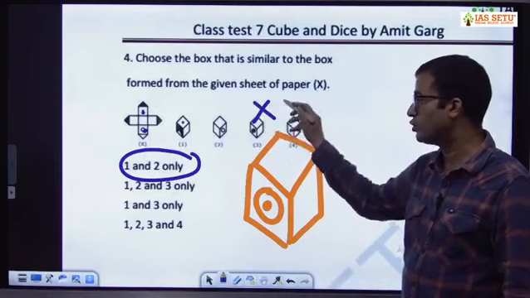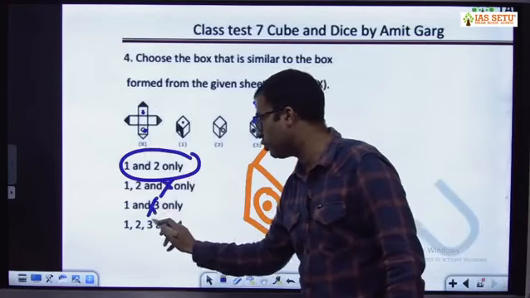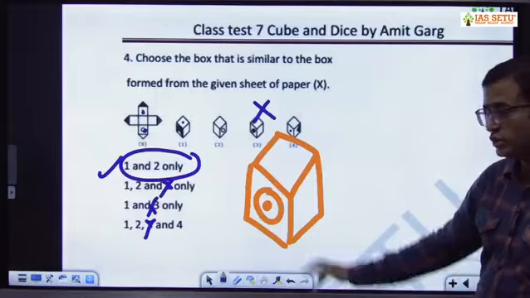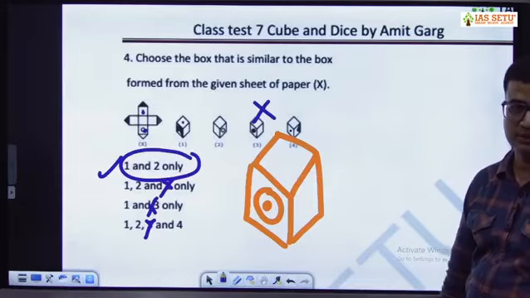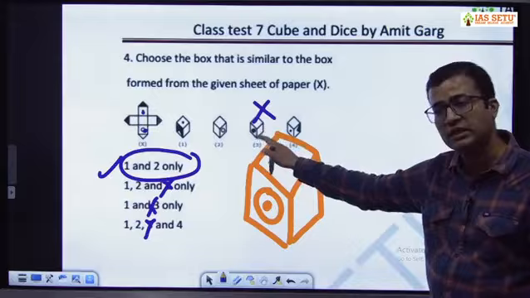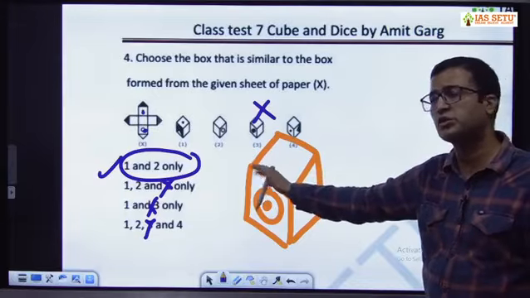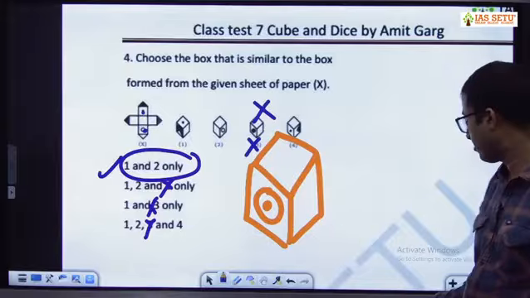So third is wrong. If 3 is wrong, A is correct. Eliminate the wrong answer. Question number 4 is easy if you eliminate the wrong answer. The third figure is a wrong figure. I don't know which one is correct, but it is 100% sure the third figure is a wrong figure.